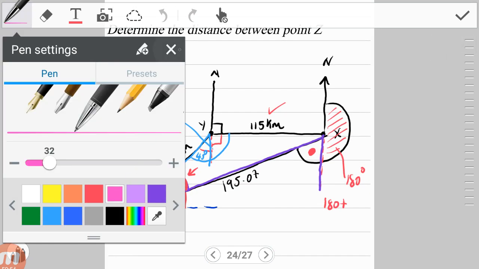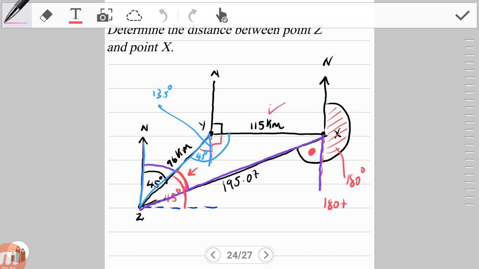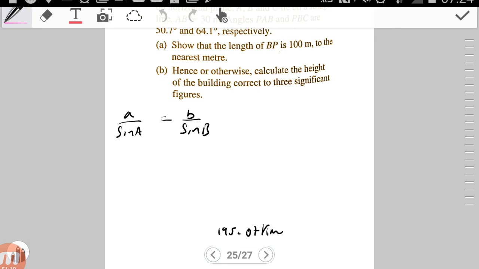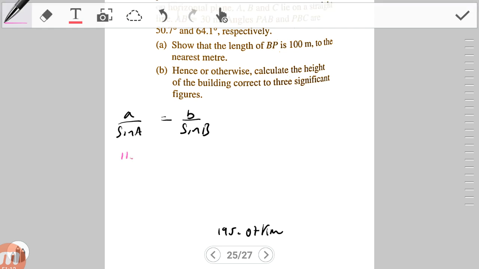So we could use here that this is going to be A. Okay, this is going to be A, and that's going to be the angle indicated by the capital A. And this is going to be B, capital B. So 115 divided by the sine of A.